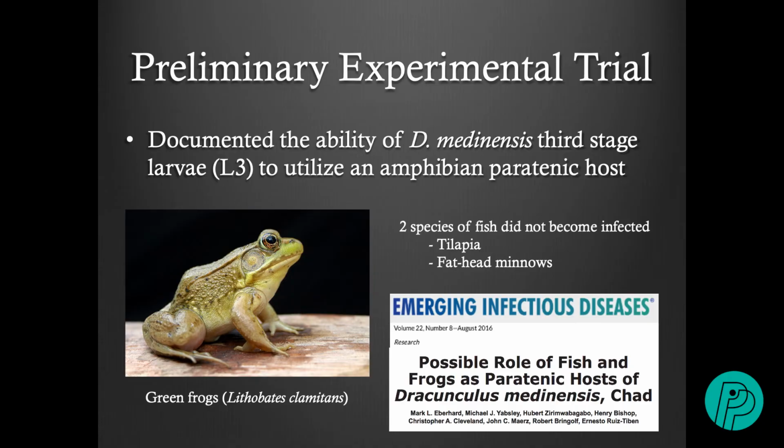So one of the first things we did was an experimental trial just to see if we could experimentally infect either frogs or fish. And in this particular study, using Dracunculus medinensis, we found that green frogs were susceptible to infection, and we found larvae in their tissues. And then two species of fish that we looked at actually did not become infected.